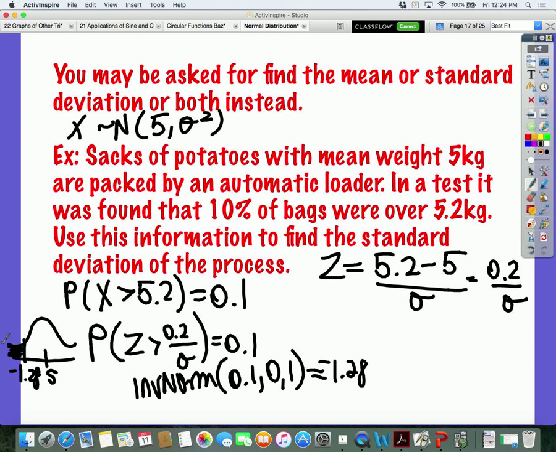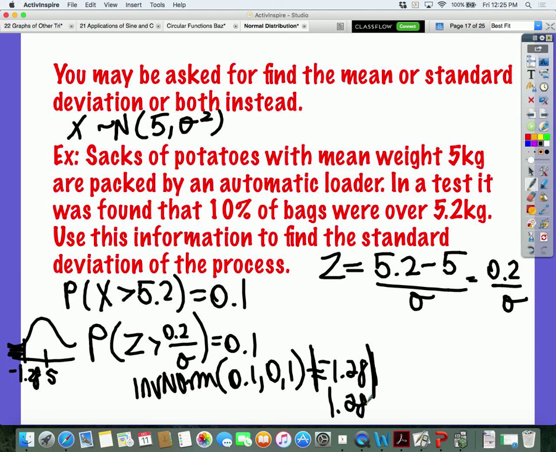Okay? And so we're trying to figure out that probability that's actually going to be greater. We don't want the negative version. We want the positive version, because the positive version is going to give us that probability of it being greater than 5.2. So we'll take the absolute value of this to get 1.28, and that is what Z is. That's not what our standard deviation is, that's what Z is.